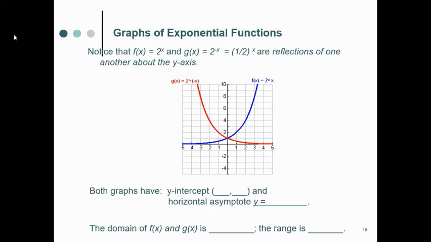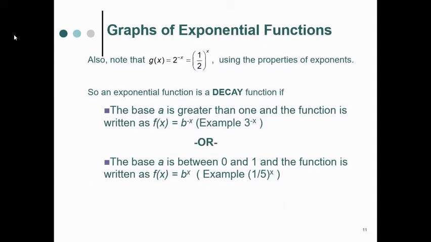Notice that our two exponential functions are really reflections of one another about the y-axis. Both graphs have a y-intercept of (0, 1) and a horizontal asymptote of 0. The domain of both of these is negative infinity to infinity, and the range is always the horizontal asymptote to infinity. So again, as noted, your 2 to the negative exponent is really 1/2 to a positive exponent.